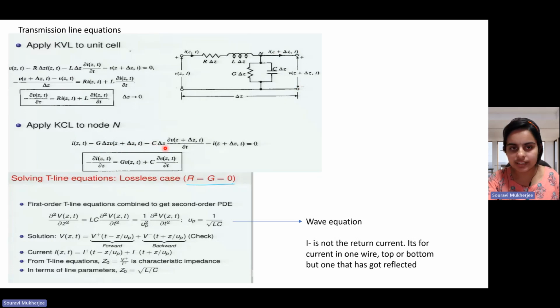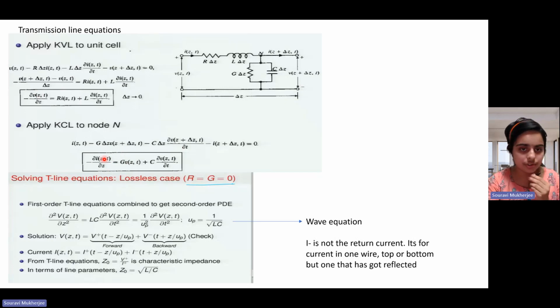And then minus C delta Z del V del T. And then there's this current which is leaving. So that is something also that you have considered. So this is how you apply KCL to this node. Now, if you do that, what you get is another differential equation. And this is the differential equation which talks about the current changes, right? Now, this is the most general case.